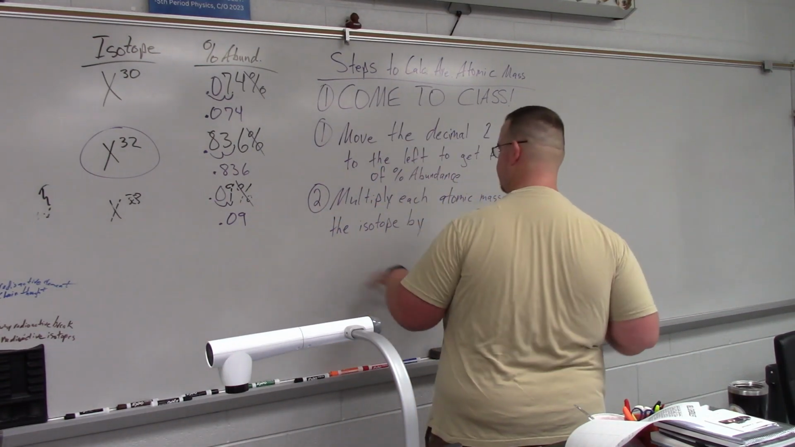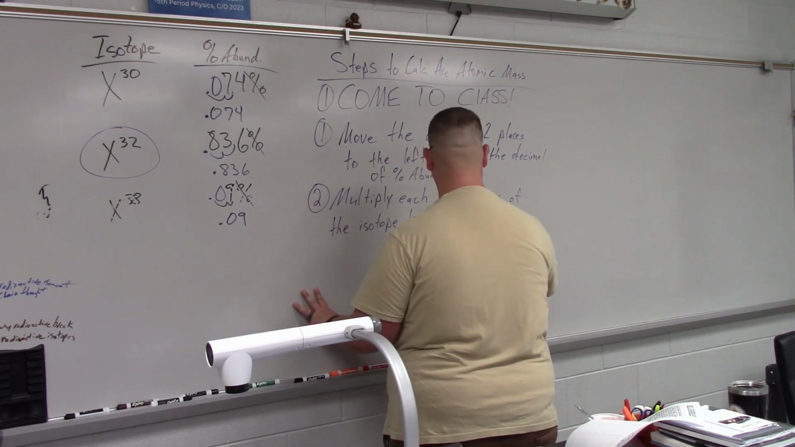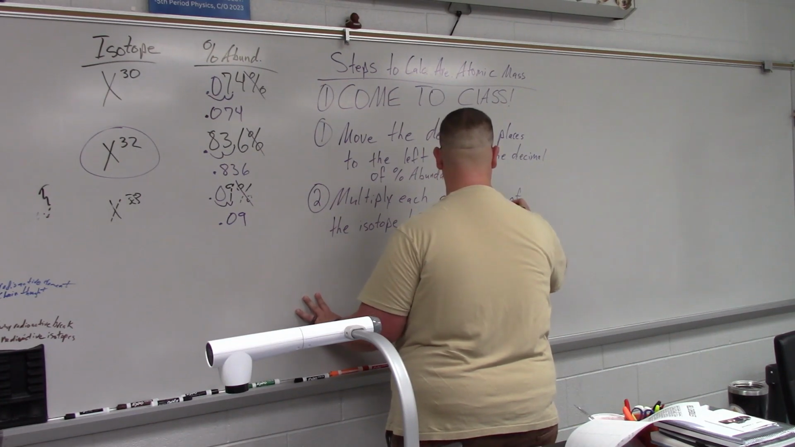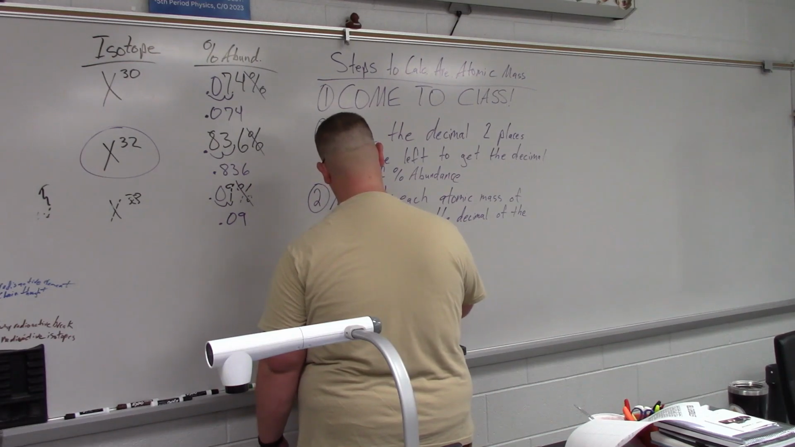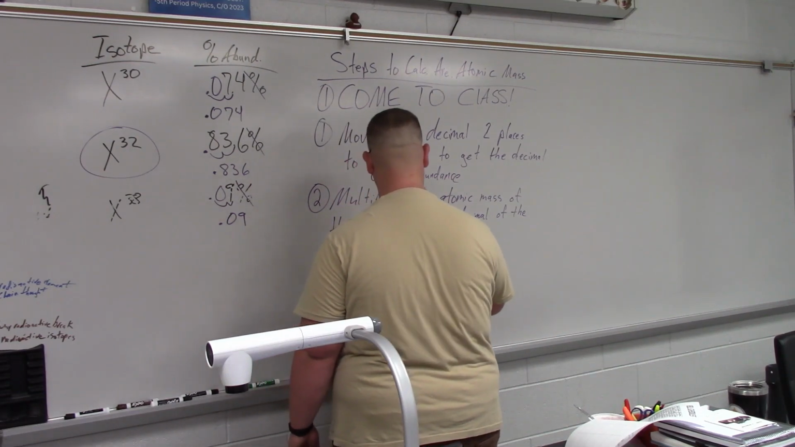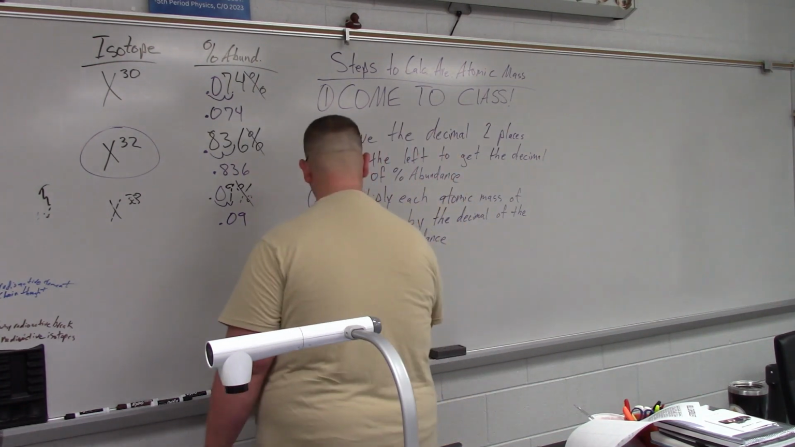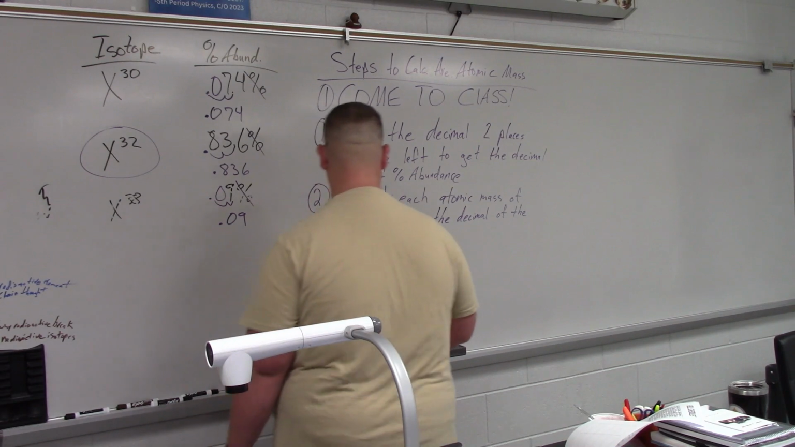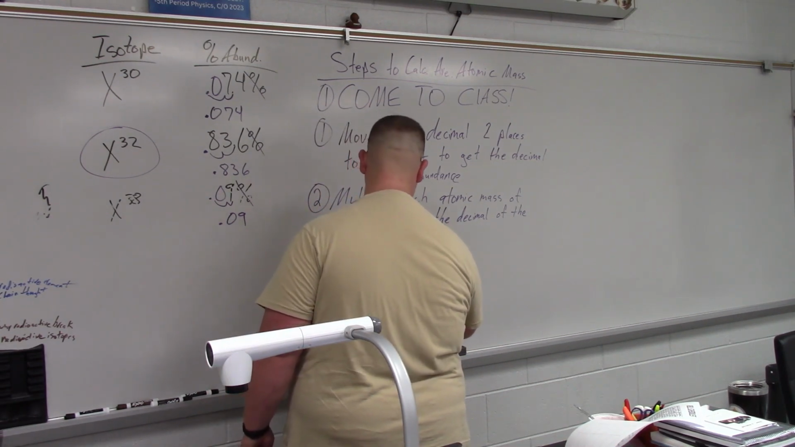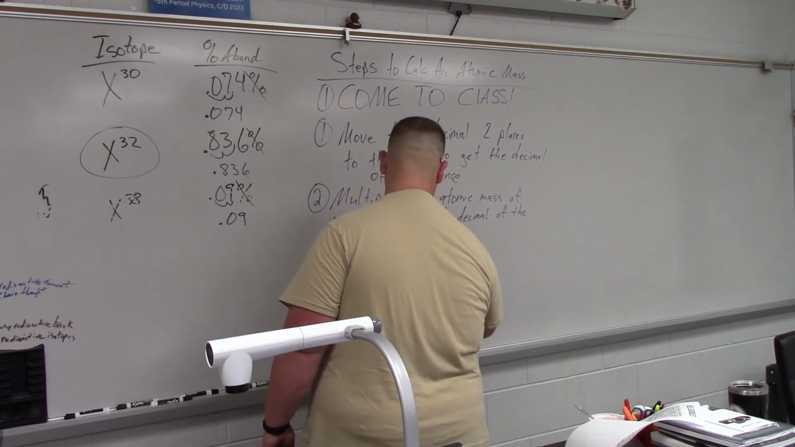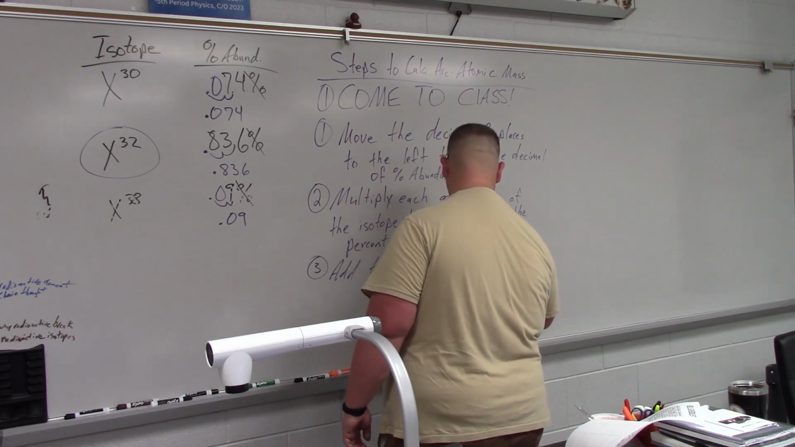Multiply each atomic mass of the isotope by the decimal of the percent abundance. Third, add those numbers together.